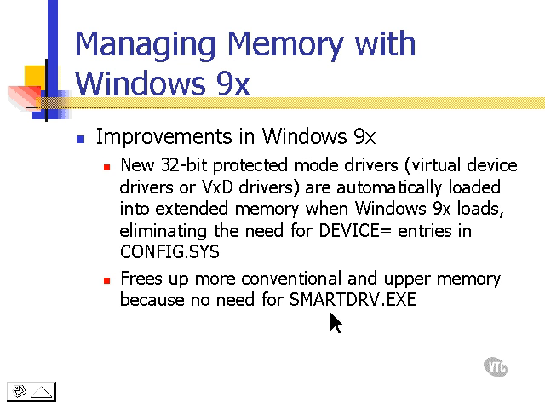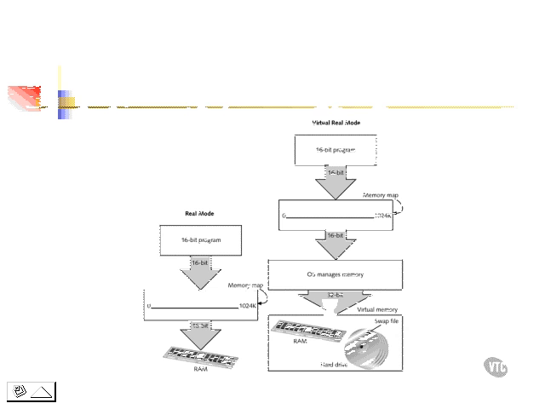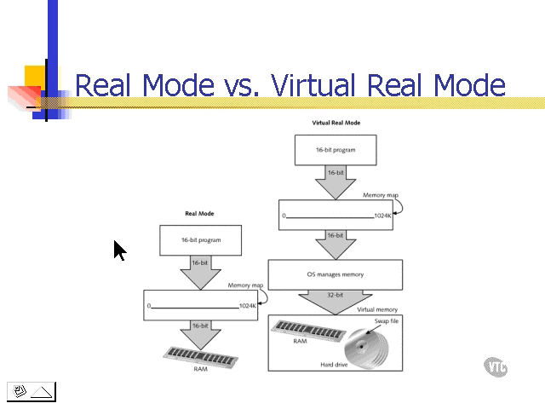But Windows 9X allows us to work with a lot of different types of software because it's able to simulate an environment for them. You can remember that we talked about real mode. In real mode, a 16-bit program or a 16-bit device accesses memory directly. In other words, it has direct access to the physical RAM.